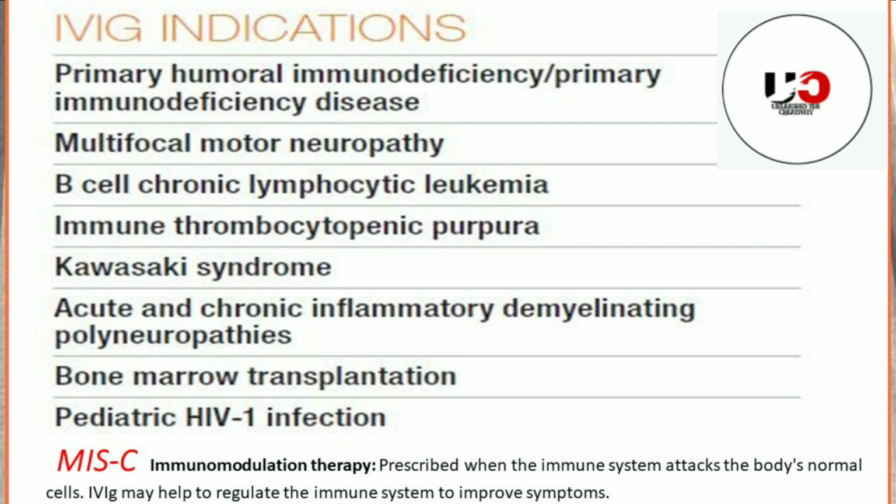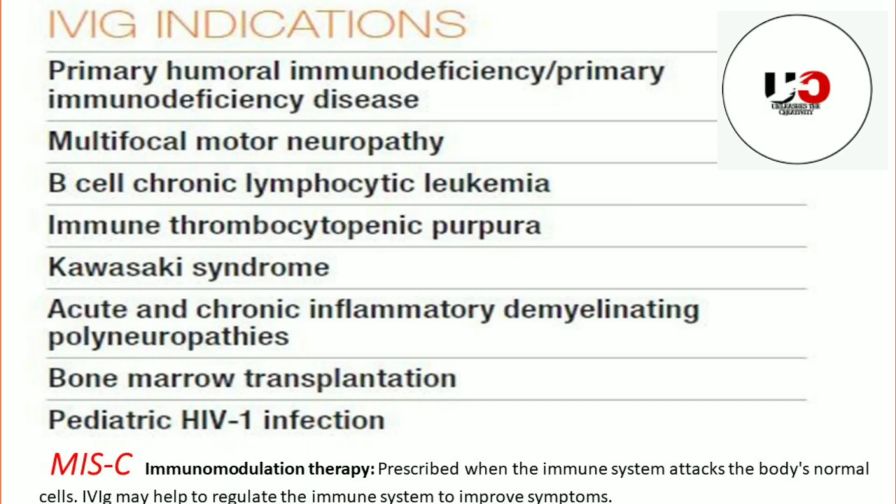Another important thing is that IVIG therapy is indicated for MISC, which we studied in the previous video, multi-system inflammatory syndrome in children. In MISC, IVIG is used to reduce the inflammatory effect on the body organs or vital organs, and this is mainly prescribed as a high dose of IVIG to reduce that inflammatory effect, as well as strengthen and stimulate the immune response.